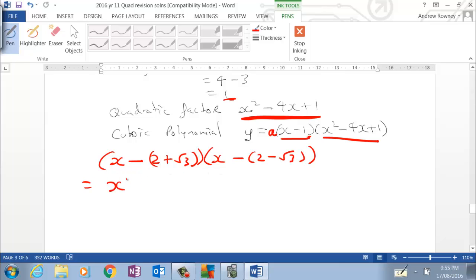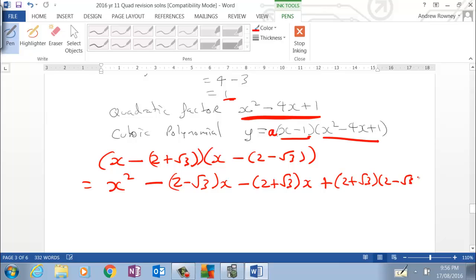So doing first, you get x squared. Doing the outers and inners, we get minus the outers, which is 2 take root 3 x, and then the inners is minus 2 plus root 3 x, and then doing the last, you'll have plus 2 plus root 3 times 2 minus root 3. Okay, so that is equal to x squared.